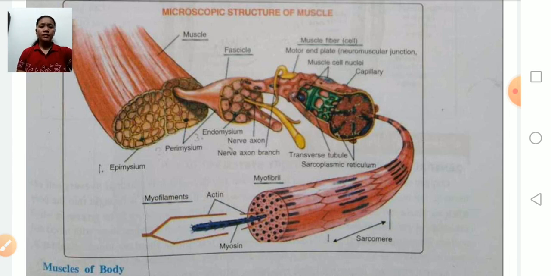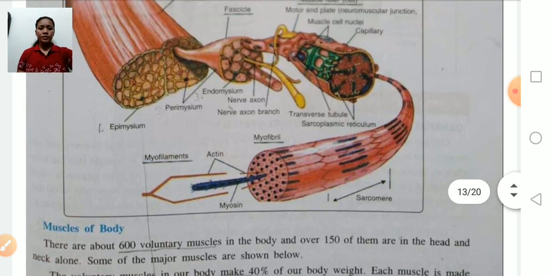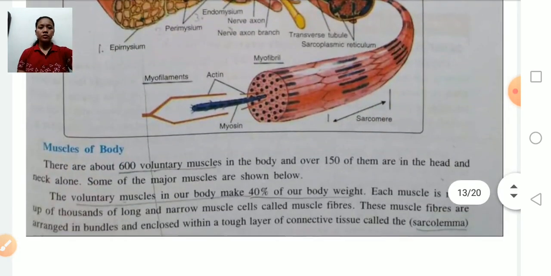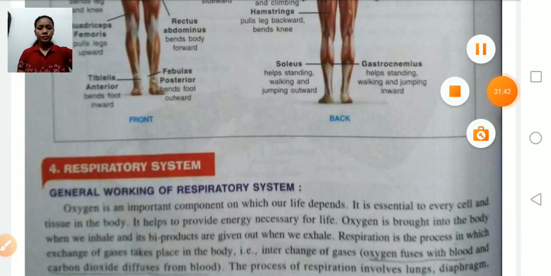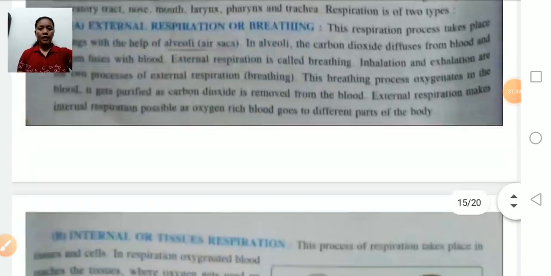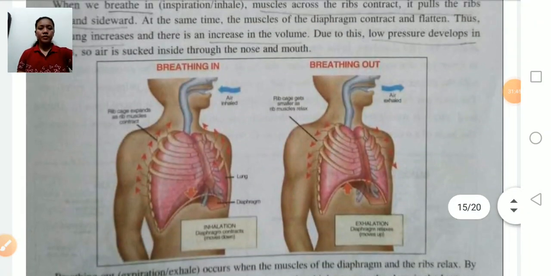When they contract, actin and myosin slide over each other. This is the mechanism of muscular contraction. And during respiration, when we breathe in, the muscles of the ribs come upward and the diaphragm comes downward.